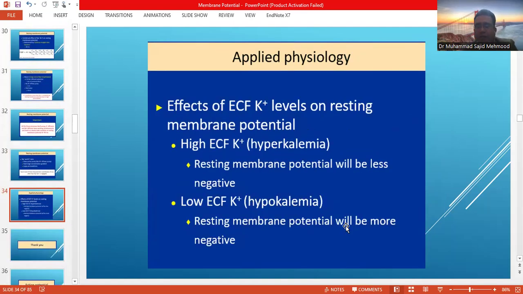और अगर पोटेशियम कंसंट्रेशन increase कर जाए, if there is hyperkalemia, तो resting membrane potential will become less negative. Similarly, if there is hypokalemia, अगर पोटेशियम की कंसंट्रेशन extracellular fluid में कम हो जाए, तो it will lead to resting membrane potential becoming more negative. In hypokalemia resting membrane potential will become more negative, and in hyperkalemia resting membrane potential will become less negative. So thank you very much.